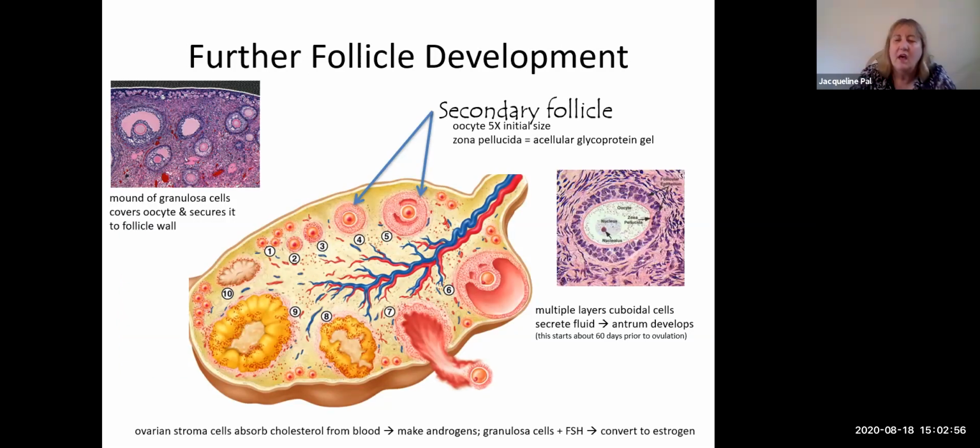So how are these cells making their estrogen? Well, these stroma cells in the ovary absorb your cholesterol from the blood, and from that they make androgens. And I know, androgens, testosterone, which is almost immediately converted, courtesy of your follicle stimulating hormones and your granulosa cells. They convert that androgen that's made into estrogen.